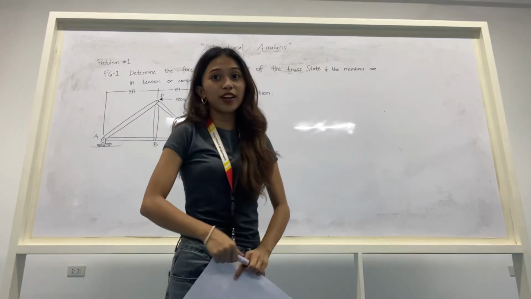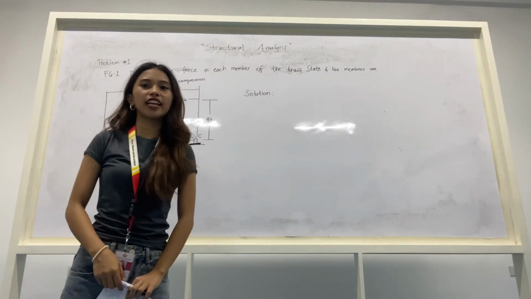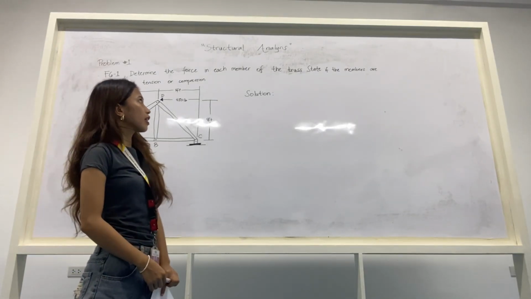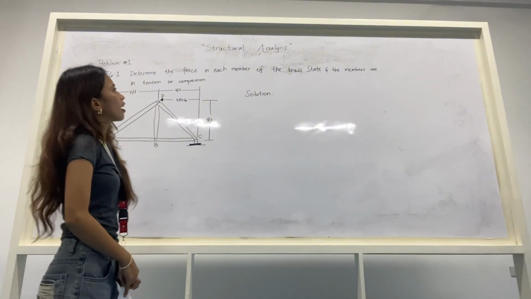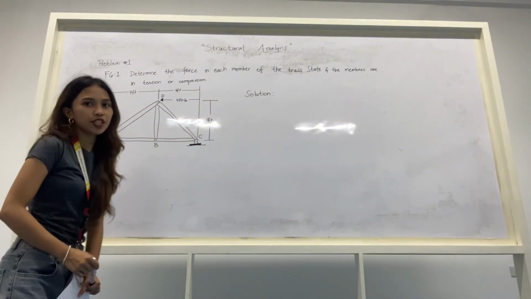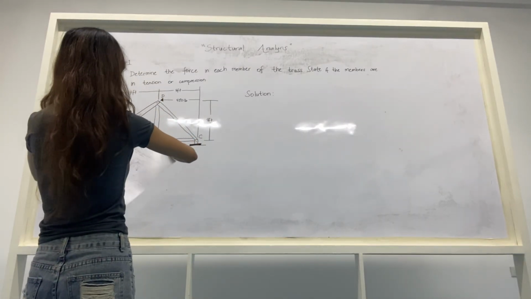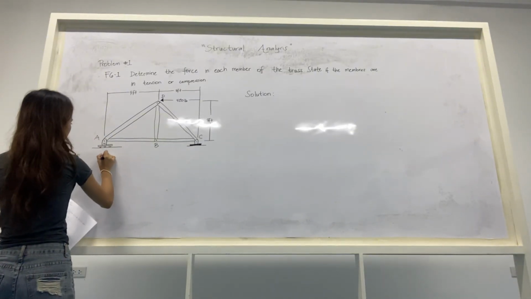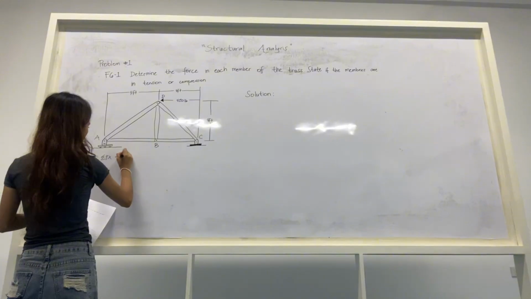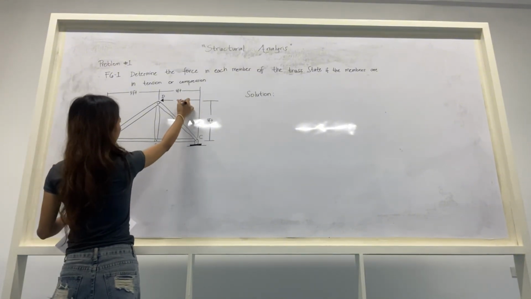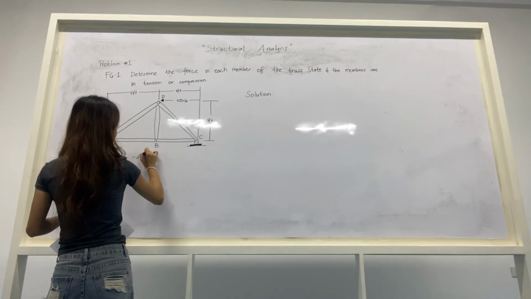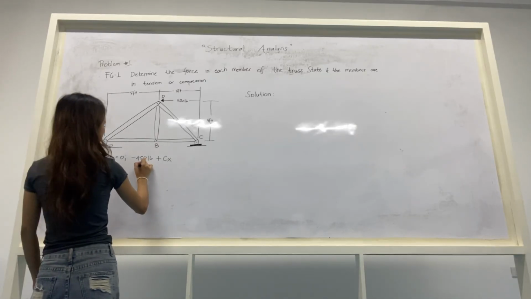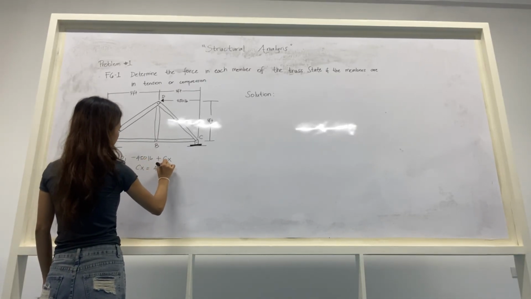So for today, we have our new problem number 1 for structural analysis: how to determine the force in each member of the truss, and state if the members are under tension or compression. First, we're going to solve the summation of x. Summation of x is equal to 0. Then we have 450 lb plus Cx, so our Cx here is going to be 450 lb.